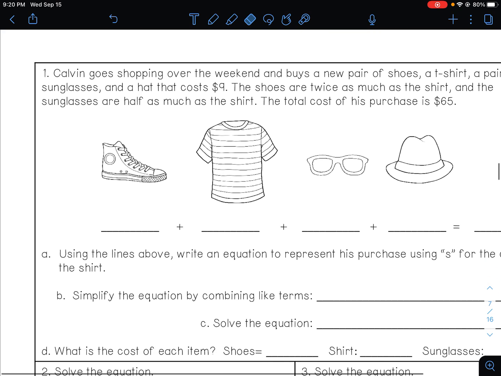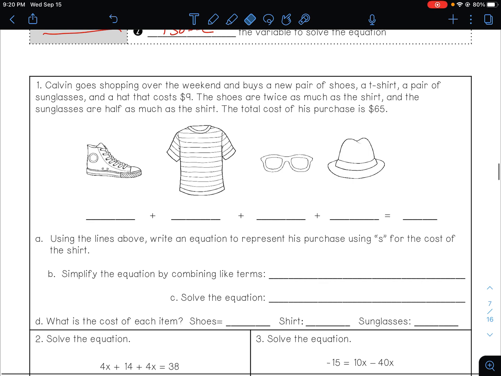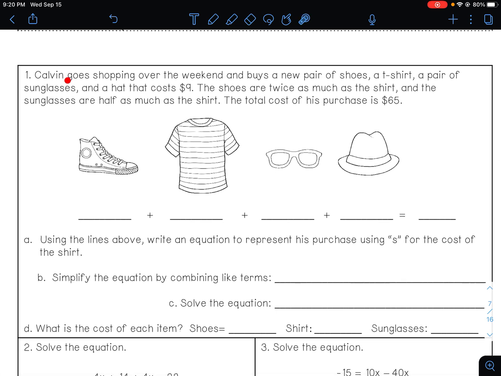So let's go ahead and look at this word problem. So Calvin goes shopping over the weekend and buys a new pair of shoes, a t-shirt, and a pair of sunglasses. Oh, and a hat that costs $9. The shoes are twice as much as the shirt, and the sunglasses are half as much as the shirt. The total cost of his purchase is $65. Using the lines above, write an equation to represent the purchase using S for the cost of the shirt.